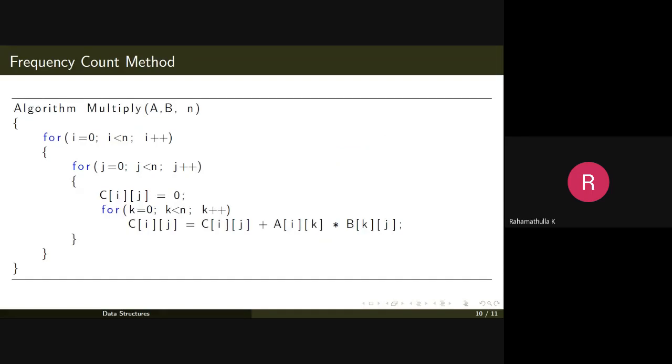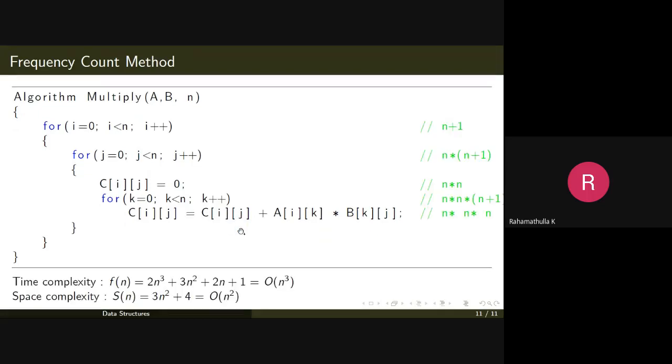Now let's look at the algorithm for multiplication of two matrices. I think you know the algorithm already. For i equal to 0 to n, for j equal to 0 to n, then for k equal to 0 to n, there are three for loops. From this itself you can already calculate the time taken by the algorithm, because this statement is going to be executed multiple times within this for loop. So that is what is meant by the frequency count, the number of times this statement is executed.